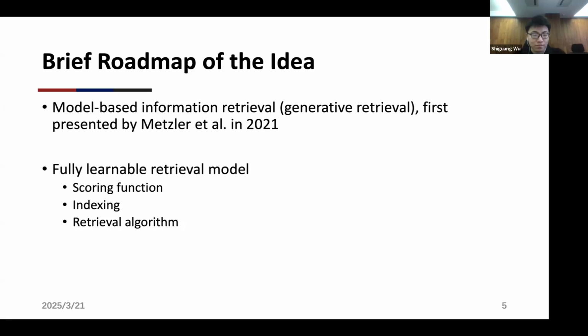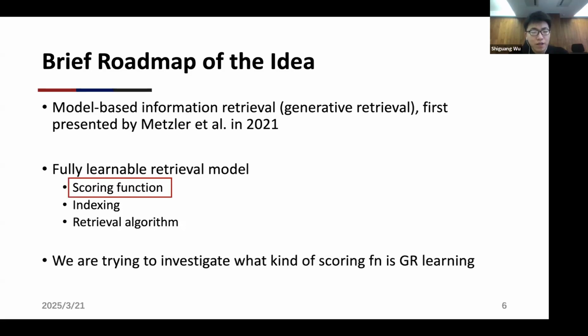So, and our paper actually tries to investigate what kind of scoring function GR is learning. So there has to be a scoring function. What is the model? How does the model score the relevance? What does it think makes these two, the query and documents, relevant?